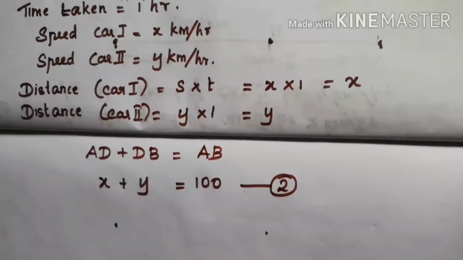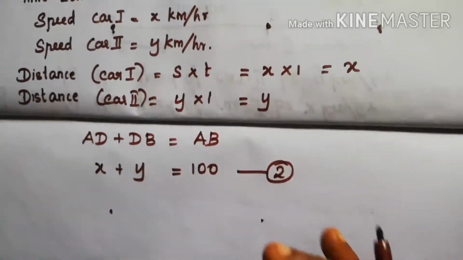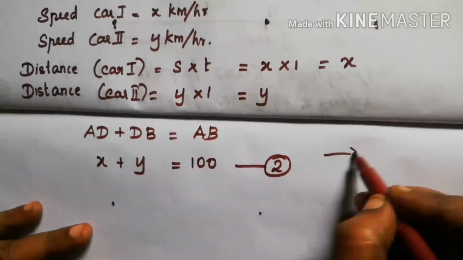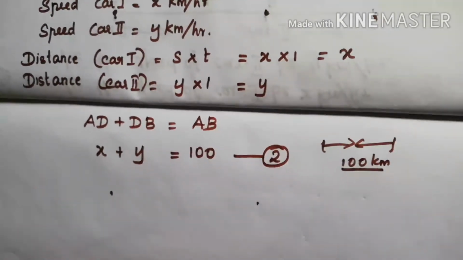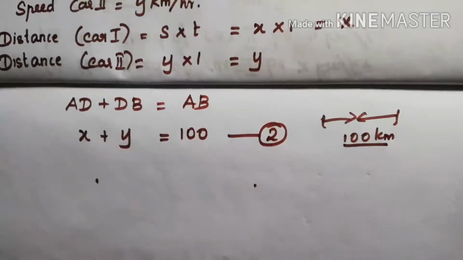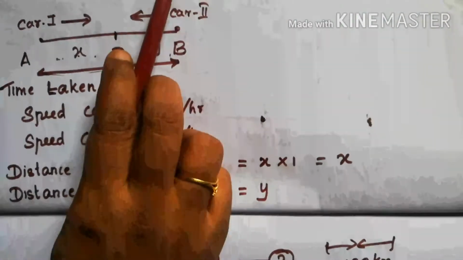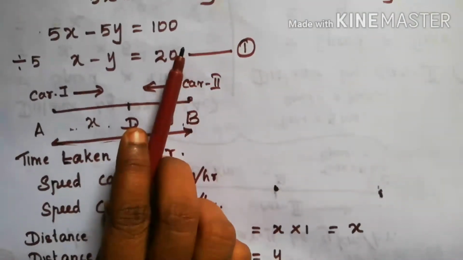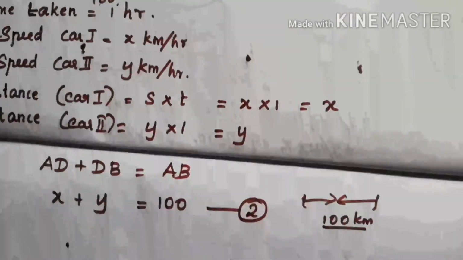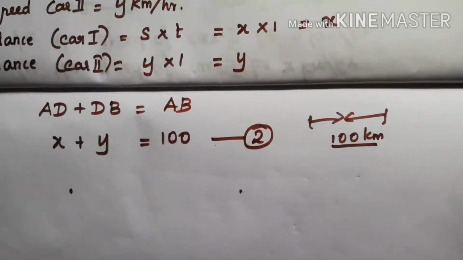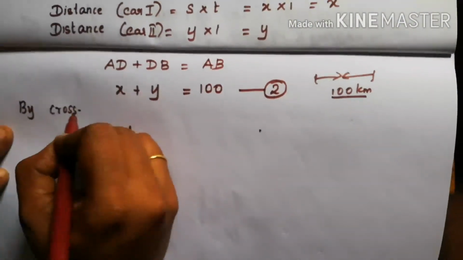Able to understand? Here when you add both the distances, you get the distance between the two places, 100, because they are traveling in the opposite direction. So the total distance covered will give you the distance between the places, 100 kilometer. In the previous case, the difference of the distances gives you the 100 kilometer, that is 5x minus 5y is equal to 100, we got it. So now we are going to solve these two equations by the cross multiplication method.